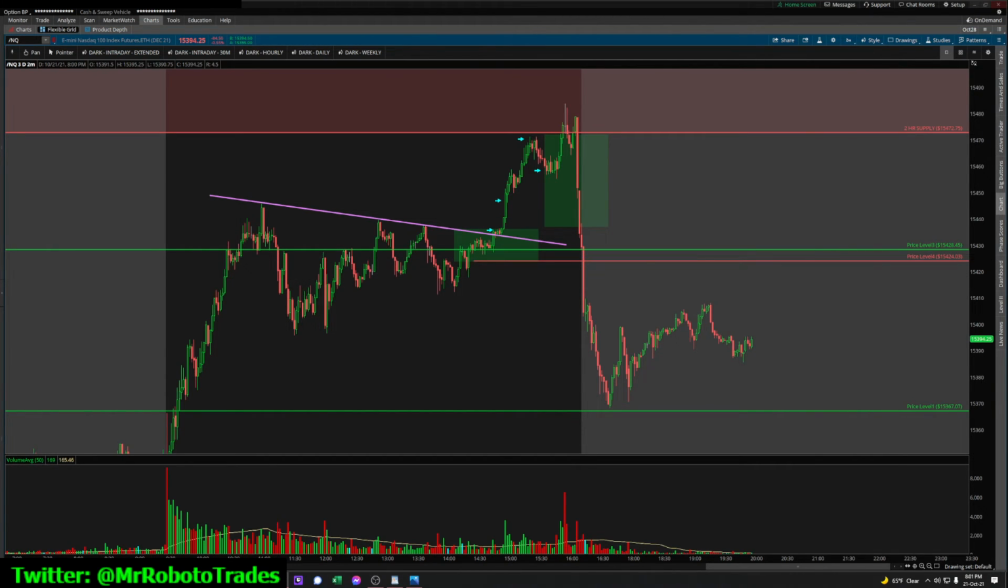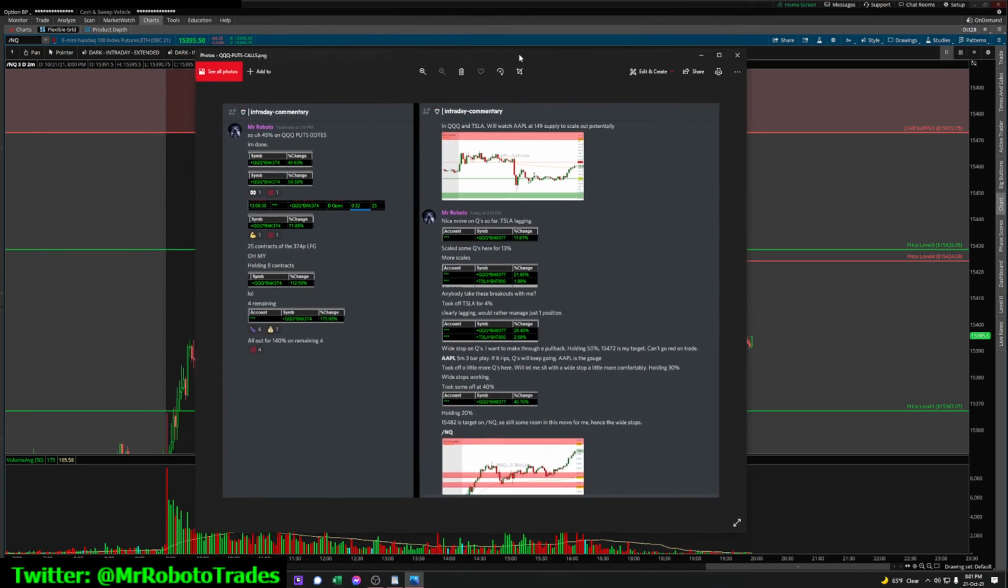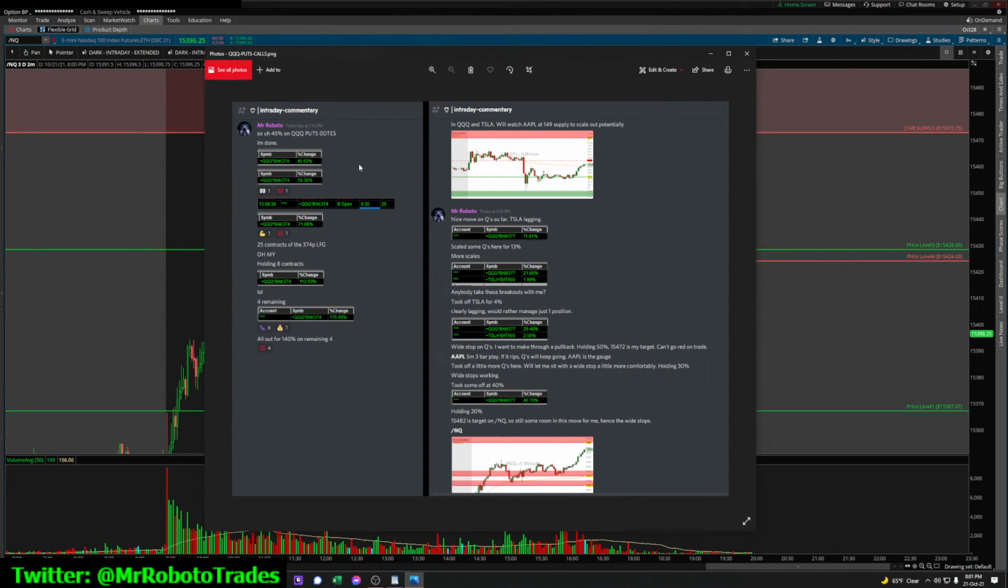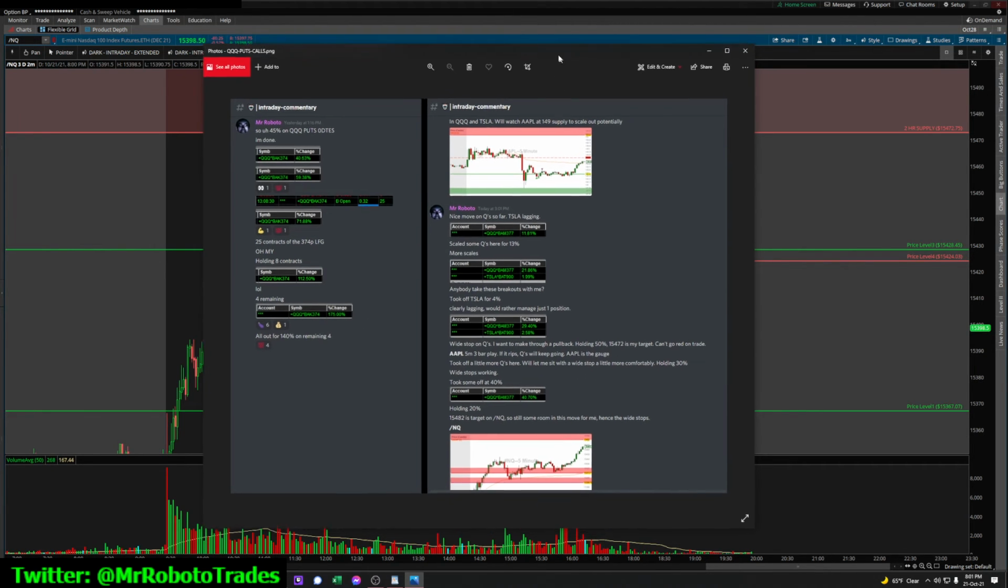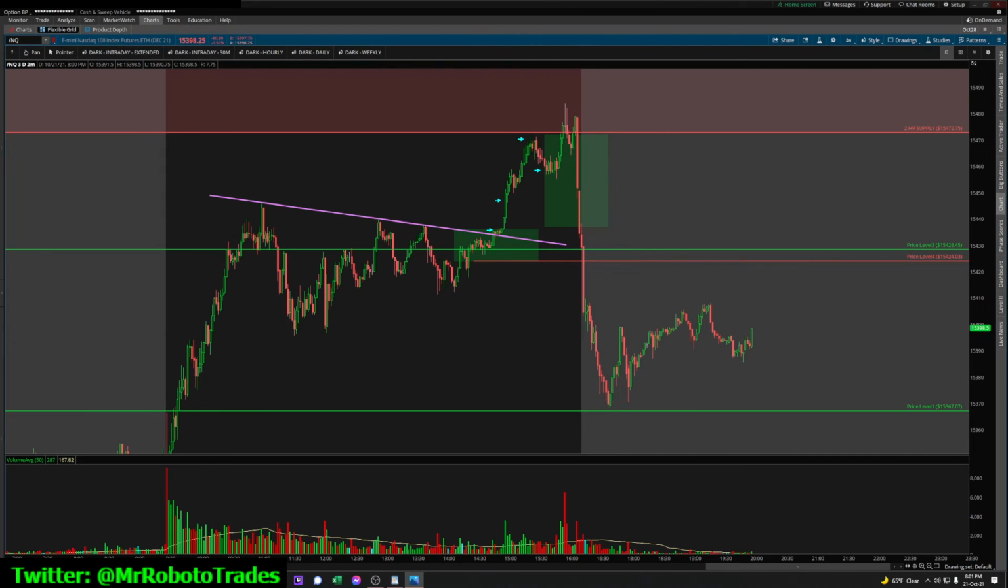And yeah, I walk through both of these trades on my Discord, live intraday commentary. I walk through all of these trades. Here's the puts trade. You can see there was about 175% scales there, and then the trade today I got about 45-46% scales.